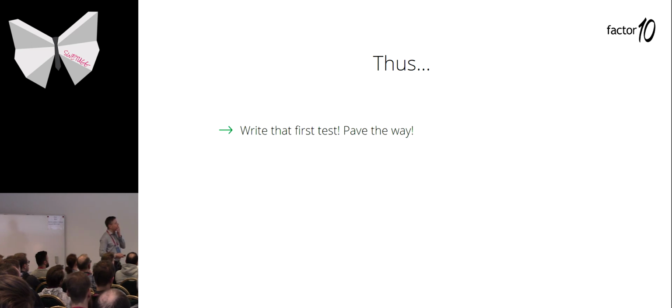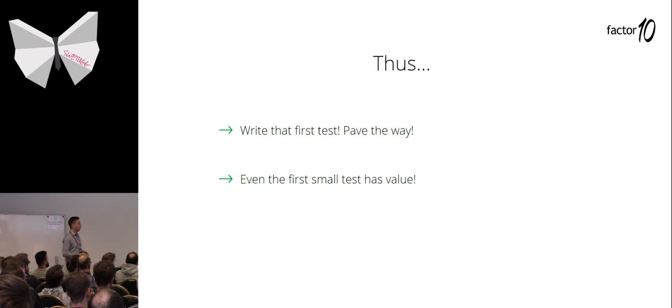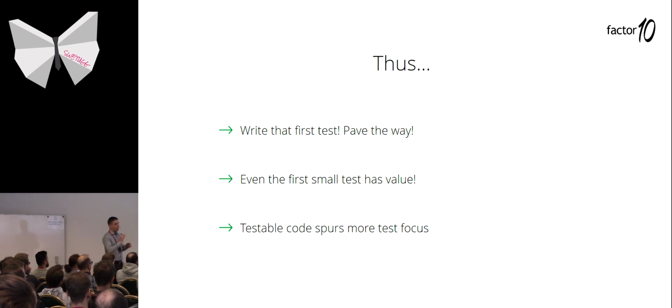So, write that first test. Pave the way. Allow your colleagues to be productive and change things. And write more tests. Even the first small test, provided that it's bug-free, comprehensible, and so on, has value. And one big value is that if we write that test, then the code that it tests will have increased testability. And if we have testable code, then we can have higher test focus and write more tests. And then we have a good circle going on, something that increases our test focus.